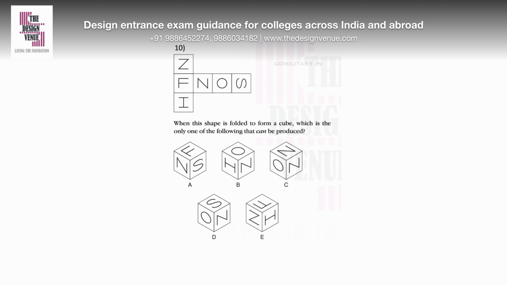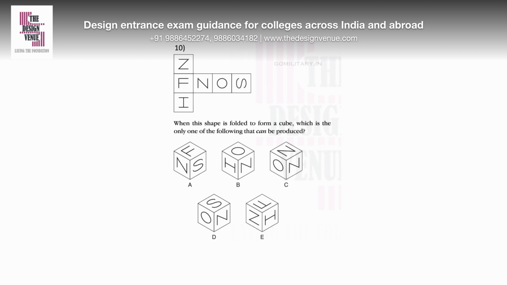In this case, you will have to look at the relative direction of letters to one another. F and N are facing in the same direction in the question, which is also the net. So options A and E are eliminated. Letters S, O and N are in one line in the net, so they cannot appear on three adjacent surfaces of a cube. So option D is eliminated.